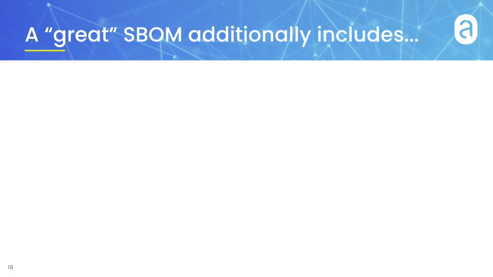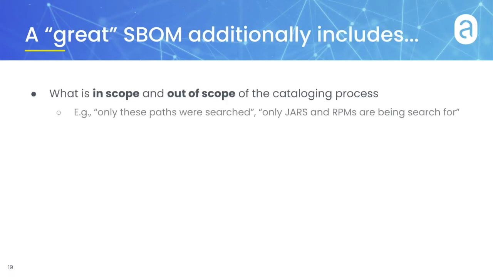But what really stands out for a great SBOM includes things such as the SBOM should self-describe what is in scope and what is out of scope for the cataloging process. So for instance, if I'm looking at a system and I'm trying to create an SBOM for all the things running on that system or installed on that system, including which paths were searched, or if I'm searching everything, include a set of paths that are not included. Or, hey, maybe I'm only looking for these kinds of packages and not these other kinds of packages.